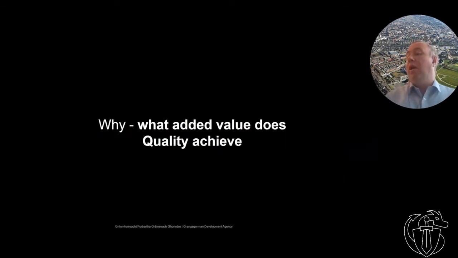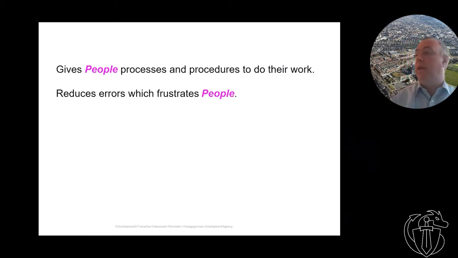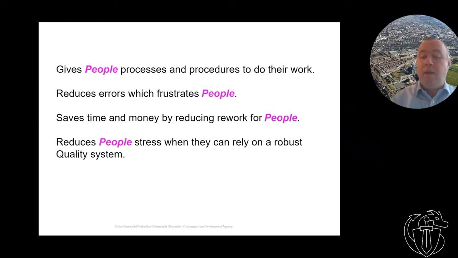So what extra value does using quality systems achieve? It gives people processes and procedures to do their work. It reduces errors, which frustrates people. It saves time and money by reducing rework for people, and it reduces people's stress when they can rely on a robust quality system.